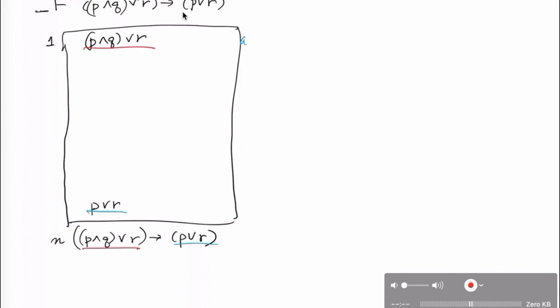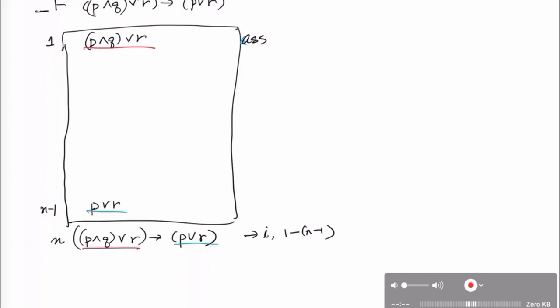So this is my assumption, and this is my line n minus 1, and this will be obtained from line n minus 2 using the implication introduction from box 1 to n minus 2. Okay, so how do we prove this? So the idea is we have to prove P or R from this.